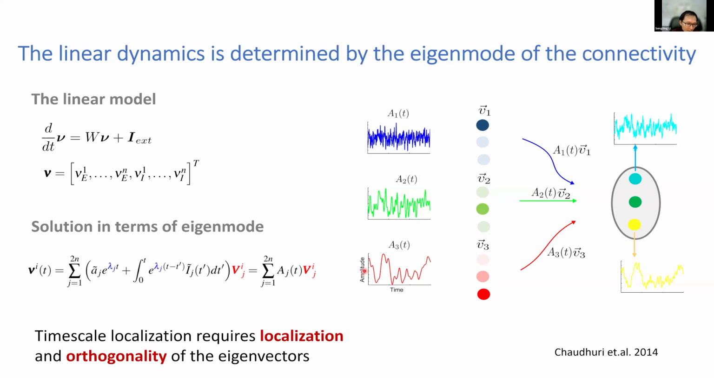So in short, timescale localization requires these eigenmodes to have a very localized property, meaning that only a few elements will be significantly non-zero. And also the non-zero elements should be non-overlapping, basically orthogonal to each other. That's the intuition we have gained from this analytical solution of this linear system.